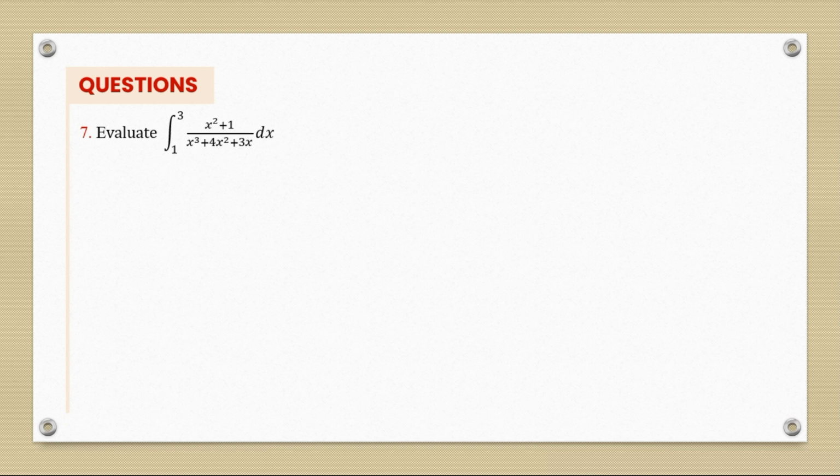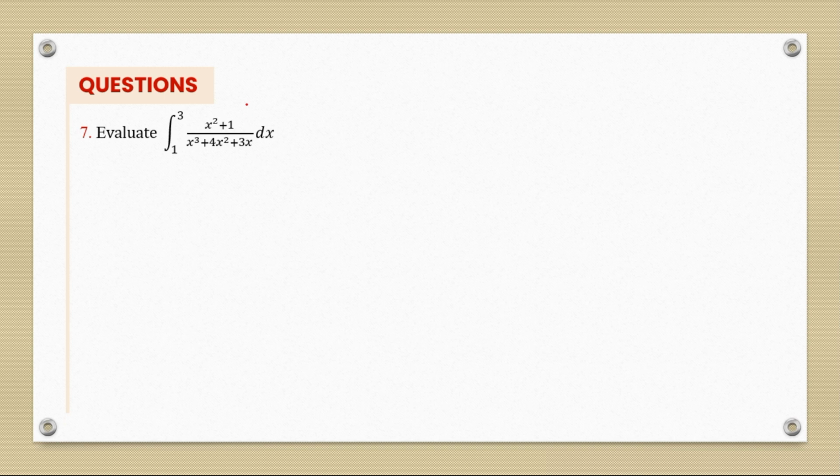Alright, moving on to question number 7. Now we have (x squared plus 1) over (x cubed plus 4x squared plus 3x). So we have to integrate this, and we have limits of 3 and 1. So this is actually a definite integral. So now we are asked to solve this.